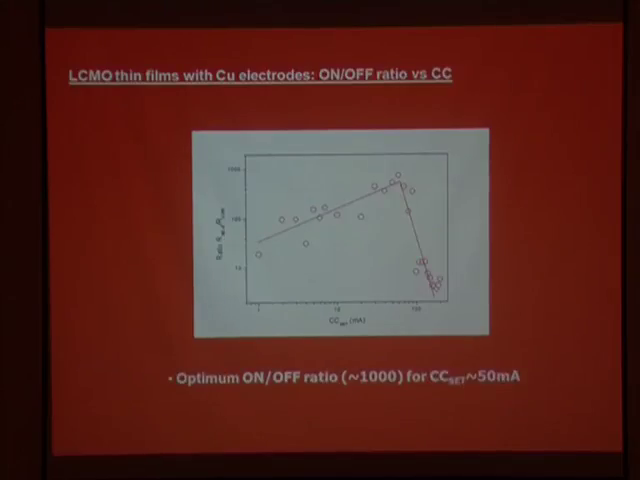This is the plot of the high-to-low resistance ratio as a function of the compliance current for set, and it presents a similar behavior to what we observed with the silver electrodes, with a maximum well defined at about 50 or 60 milliamps.